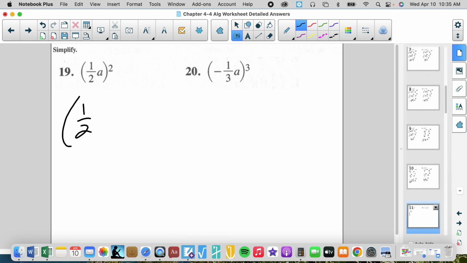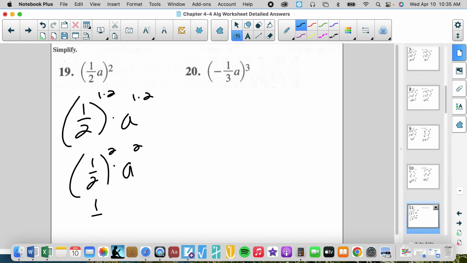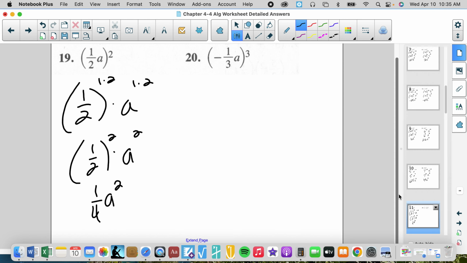So this is 1/2 to the 1 times 2, a to the 1 times 2. We can look at it in this fashion, and we can get 1/4 a squared. That gives you 1/2 to the second, a to the second, 1/2 to the second is 1/4 a to the second. That's one way of doing that problem.